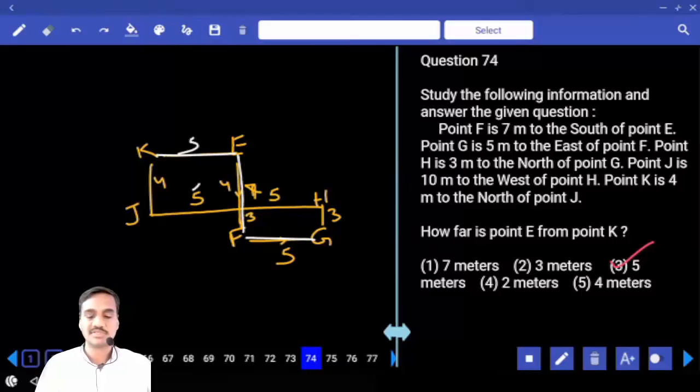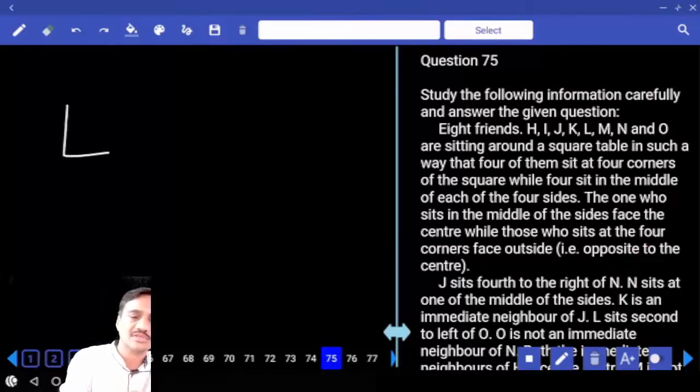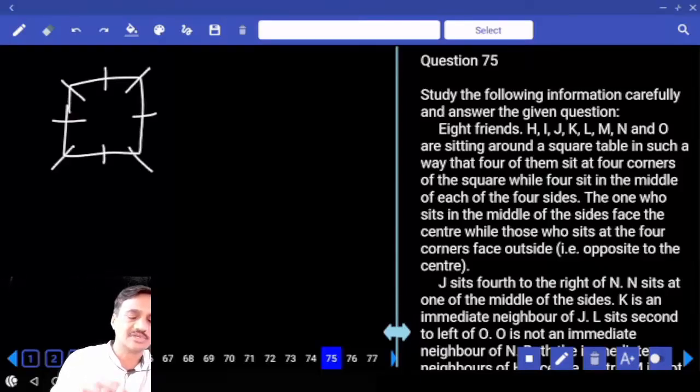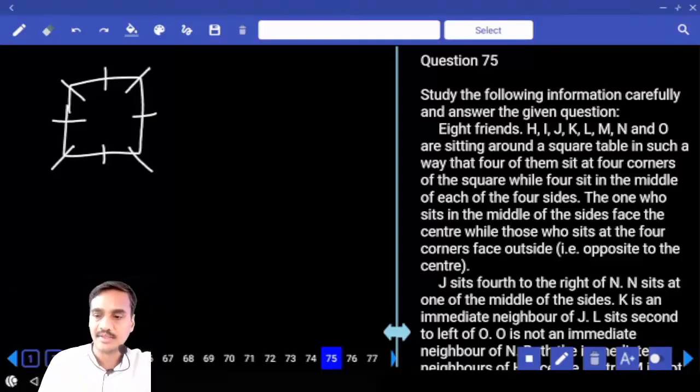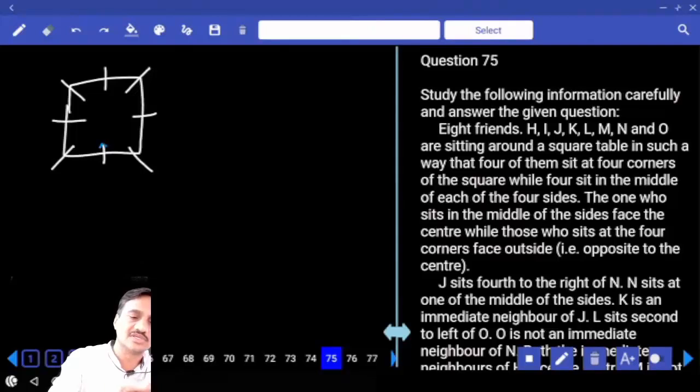Then next one. 75 to 79. ఇది దేంట్లోకి వస్తుంది చెప్పండి. And 8 friends are seated around a square table. Now square table, 4 at the corners and 4 at the centers. No parameter added to this one. And it must be under which category? First priority. Then, 4 corners, well, for the one who sit in the middle of the side facing the center. Middle of the sides are facing towards which direction? Center. Middle of the sides are facing towards the center, and corners are facing away from the center.